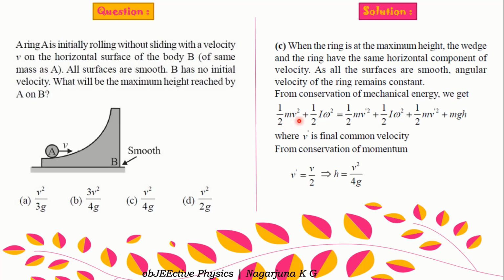Initially, half mv square plus half I omega square, because B is at rest and A is only rolling, is equal to half mv dash square plus half I omega square for A, plus half mv dash square for B, plus mgh for A, where v dash is the final common velocity. From conservation of momentum, we will get h is equal to v square by 4g. Option C is the right option.